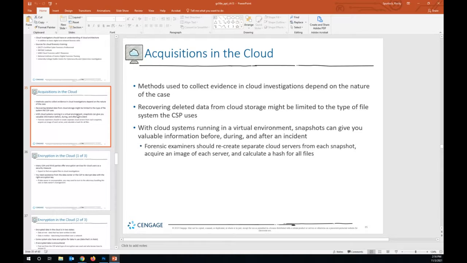One thing too is with cloud systems running in virtual environments, snapshots can give you valuable information before, during, and after an incident. So you should be able to recreate separate cloud servers from each snapshot. You acquire the image of each server and then calculate a hash for all the files.